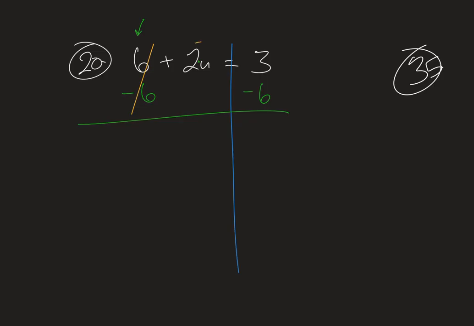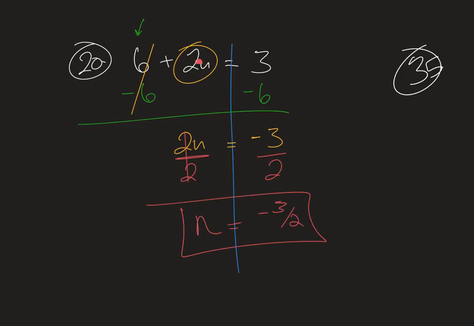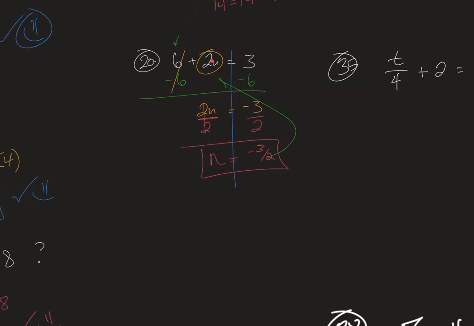Subtract 6. Leaves us with 2n. 3 minus 6 is negative 3. 2 is multiplying n just like it was up here. We're going to divide by 2 because that's the opposite, and we get n equals negative 3 over 2. Does that work? Well, we'll find out because we're going to plug it in right up there. So we have 6 plus 2 times negative 3 over 2 equals 3.